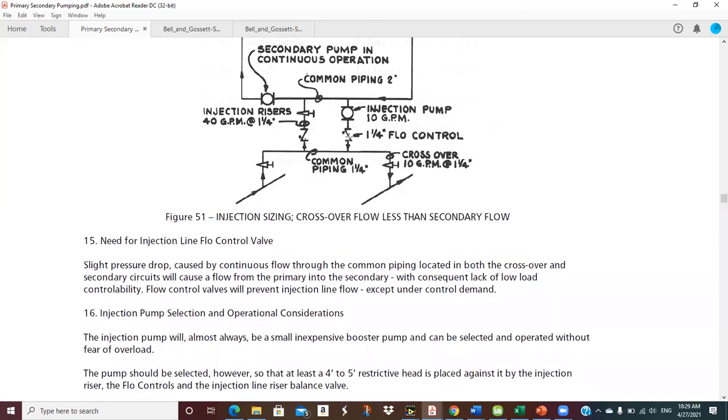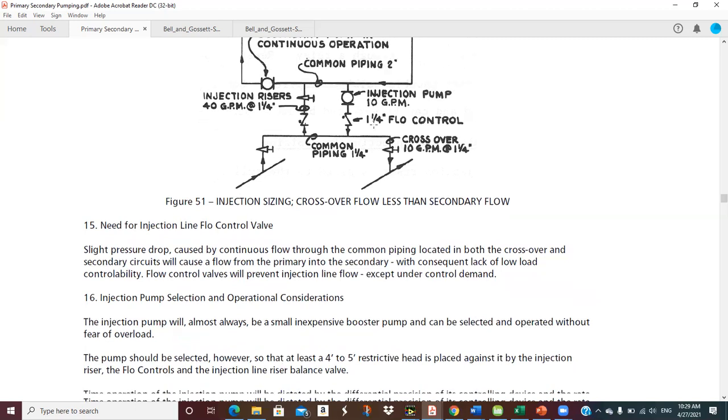When this guy runs, this balance valve, this check valve, and this check valve need to put 4 to 5 feet of drop across this pump at 10 GPM. You'll have to have that in order to be able to size a pump that can do that. Okay.